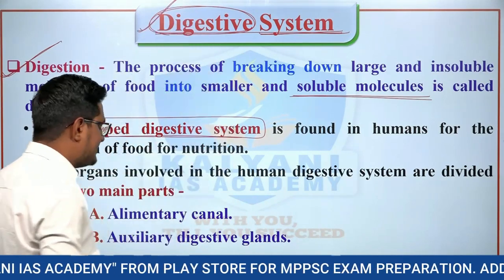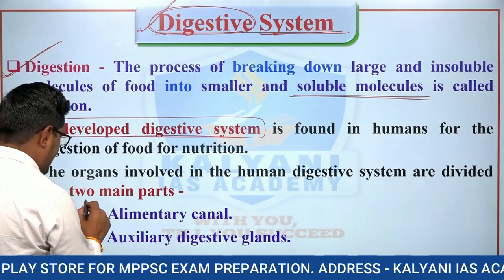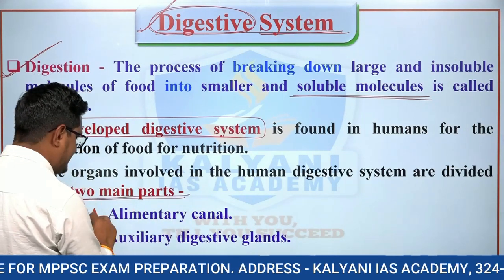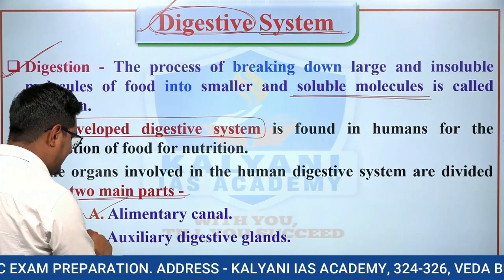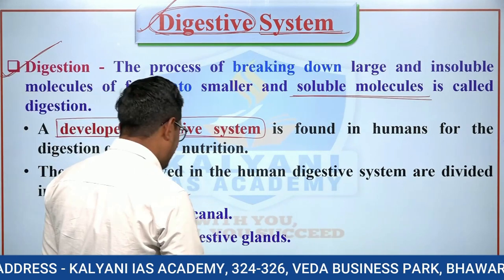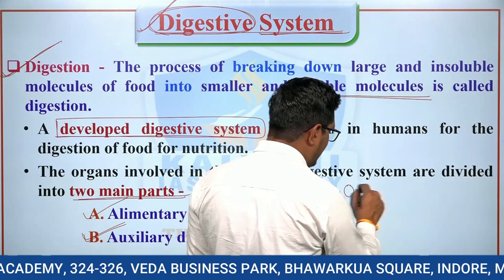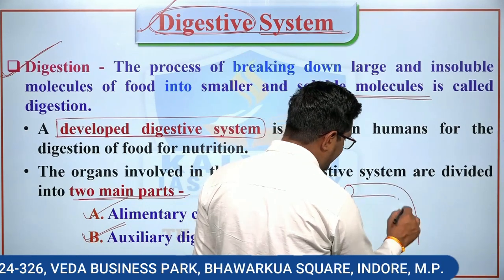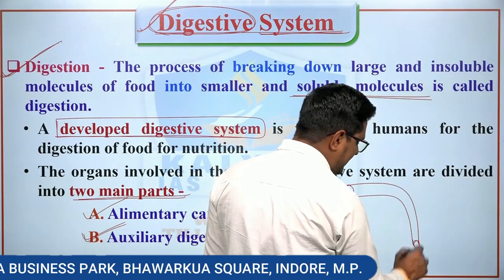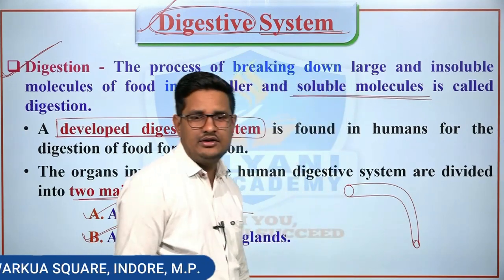The human digestive system is divided mainly into two parts. The first is the alimentary canal, and the second is the auxiliary digestive glands. The alimentary canal is a long tube which extends from the buccal cavity or mouth of the human body to the anus.